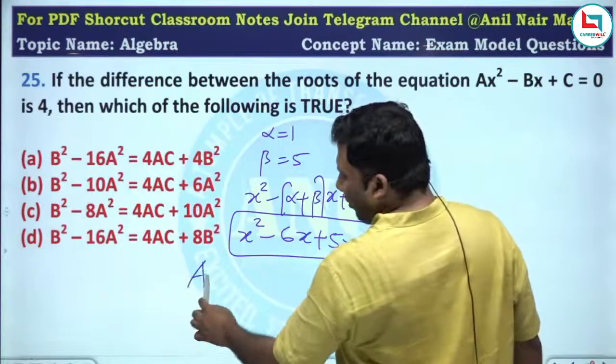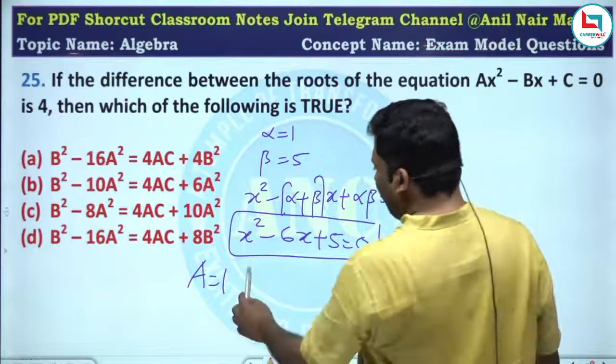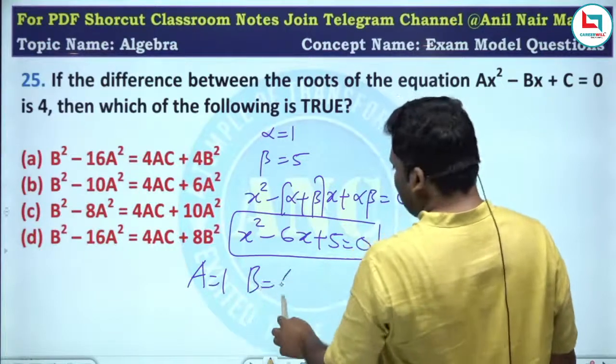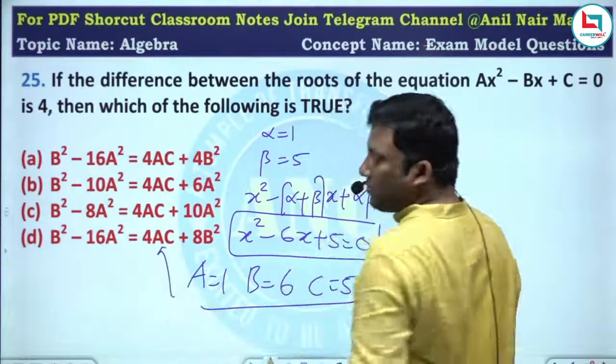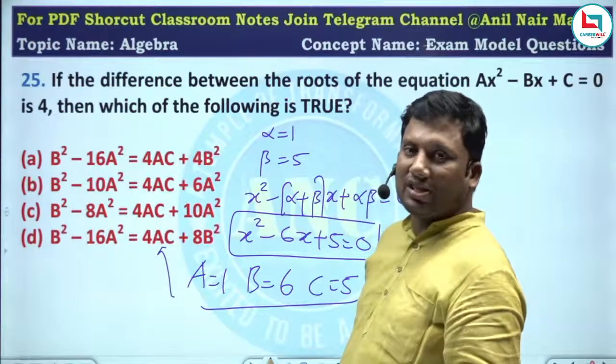A value is the coefficient of x square, 1. B value it is 6. C value it is 5. Substitute in the answer option. Wherever it is matching, that itself is the answer.